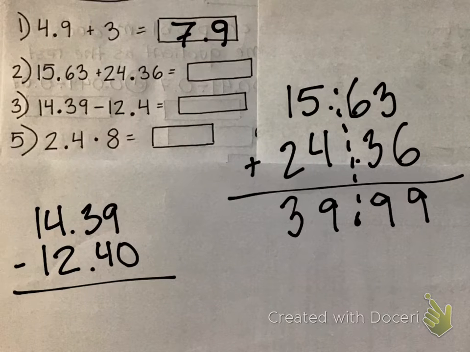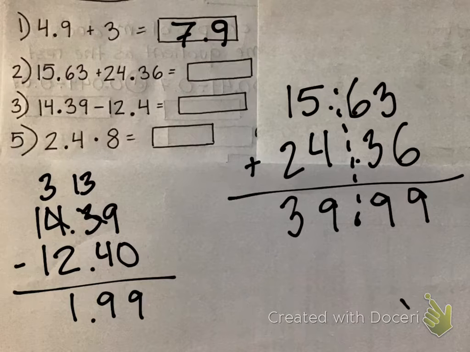Okay, Alinza, what about the second one? Technically number 3. We have to regroup with this bottom one because 0.39 cannot subtract 0.4. So we turn this into a 10. So we turn this into a 2. We could do the 9 minus 0. We get 9. 3 minus 4. We turn that into a 13, and this into a 3. 13 minus 4 makes it a 9. We just drop our decimal down. 13 minus 12 is 1. So we get 39.99 for number 2 and 1.99 for number 3.